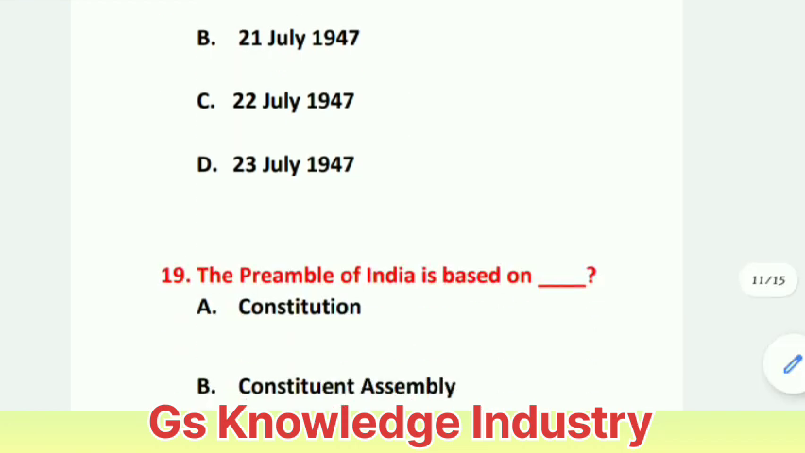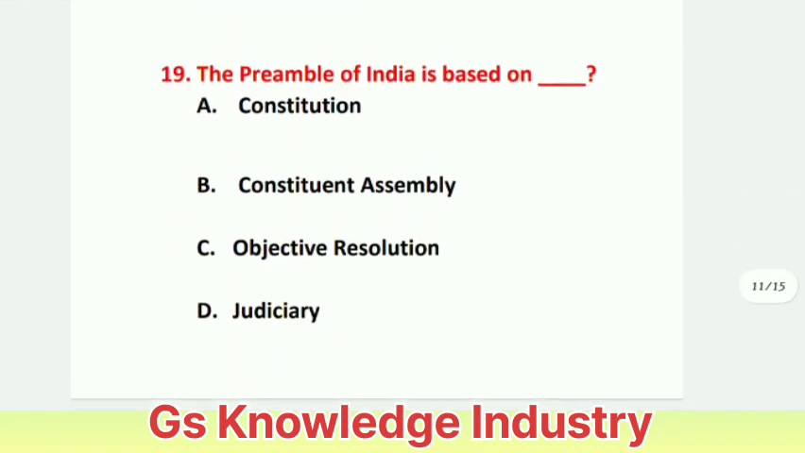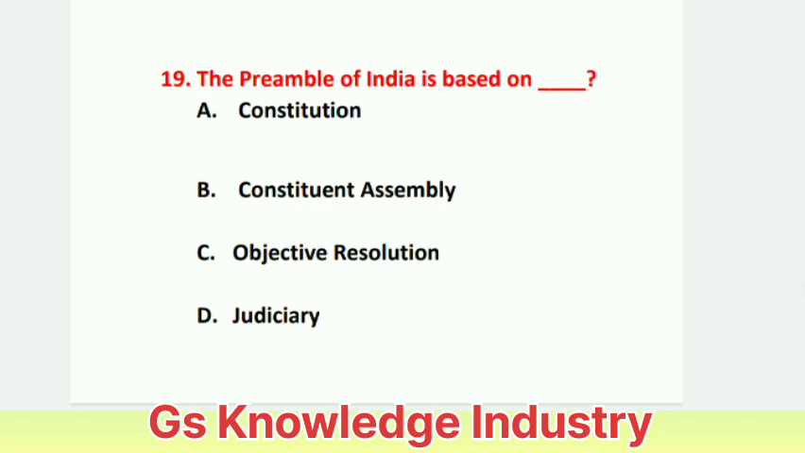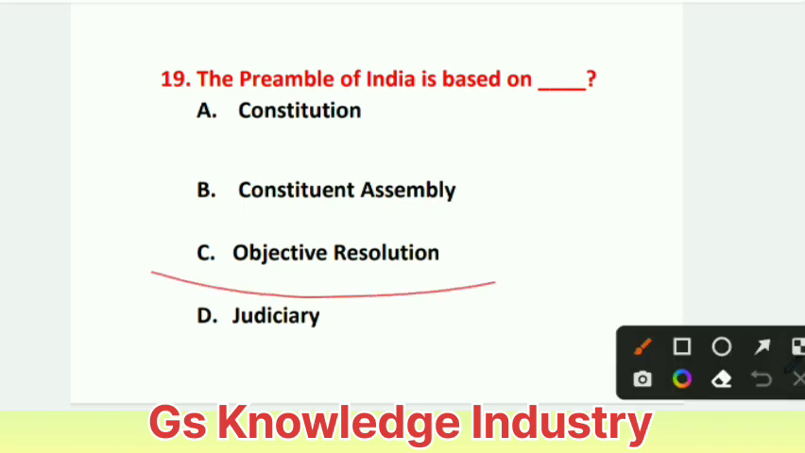The preamble of India is based on what? Option A, Constitution. Option B, Constituent Assembly. Option C, Objective Resolution. Option D, Judiciary. Here the right answer is option C. The preamble of India is based on the objective resolution.